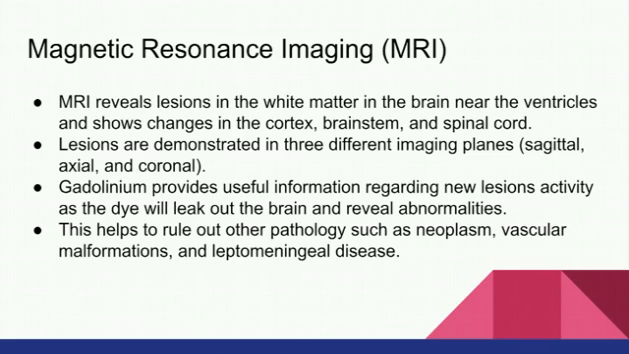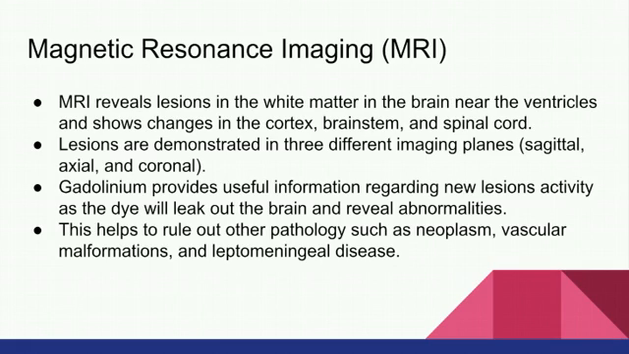So, MRI is the most common imaging test used for MS. MRI plays an important role for the prognosis of disease, development, and the monitoring of disease progression. MRI reveals lesions in the white matter in the brain near the ventricles and shows changes within the cortex, brainstem, and spinal cord. These lesions are all demonstrated within three different imaging planes known as sagittal, axial, and coronal.